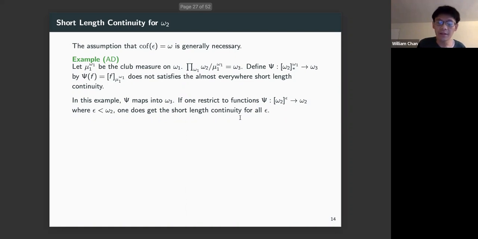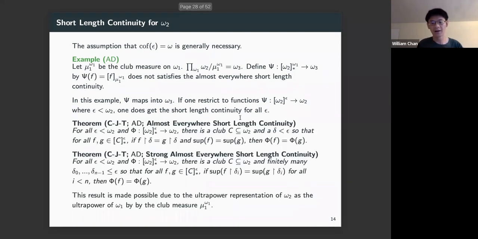But note that in this example, we have psi mapping into omega 3. If you actually restrict the functions from omega to the epsilon into omega 2, where epsilon, of course, is less than omega 2, you actually are able to prove these continuity results for every single epsilon, even if it has cofinality omega. So let me just summarize that here.